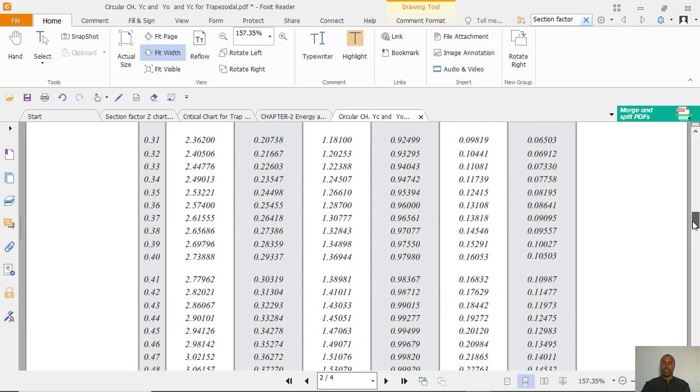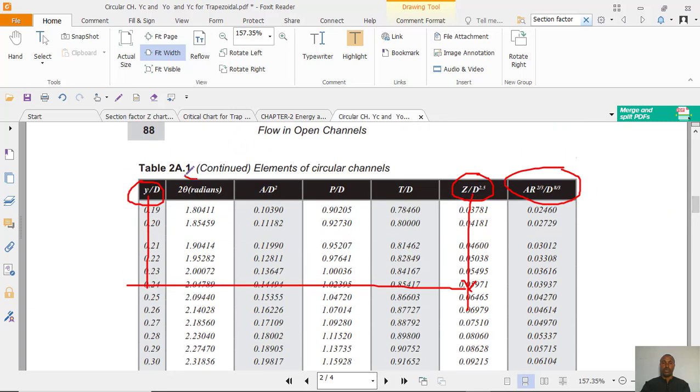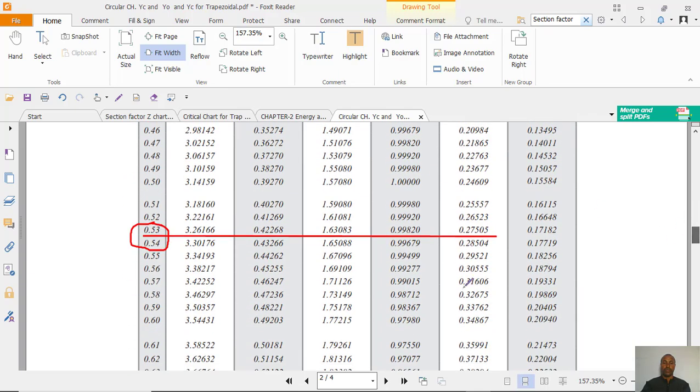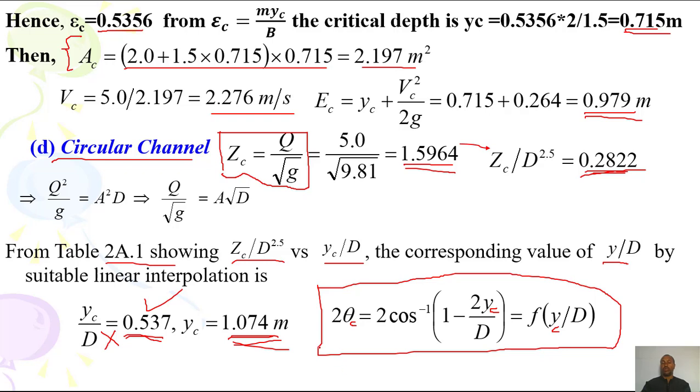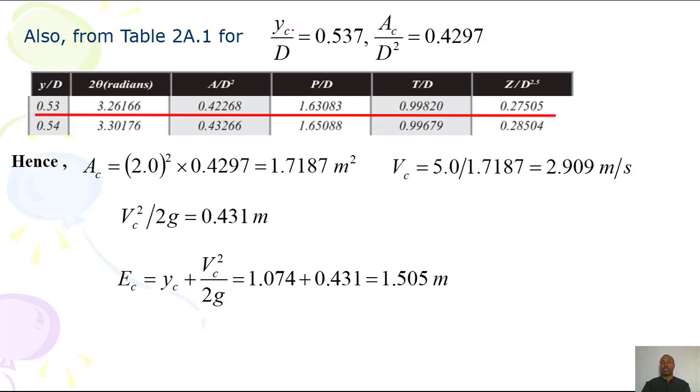Let me show you. The angle subtended by the water surface in radian measure, you can convert into radians. So the second column will be this one. This is in radian measure, 3.28 something. You can find this. Then once you have this, the angle subtended by the water surface will be computed. Once you have this one, A critical divided by D squared, you can again compute, which is this one. This is the table for the subtended angle. Then any geometric parameter will be computed here.